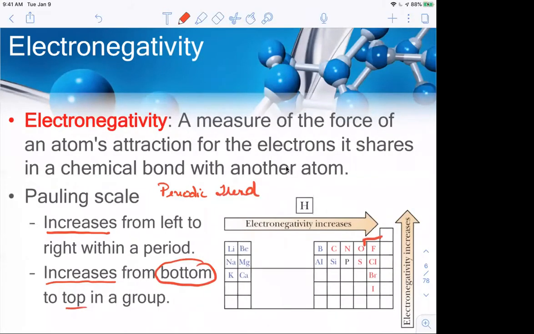The most electronegative atom is fluorine with a 4.0 on our Pauling scale. So this is the most electronegative atom. Down here is going to be the least electronegative atom. So even if I don't have a chart of electronegativity values, what I do know is as I go away from fluorine, my electronegativity is decreasing. As I go towards fluorine, my electronegativity is increasing.